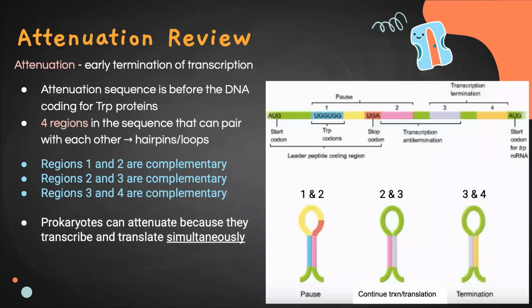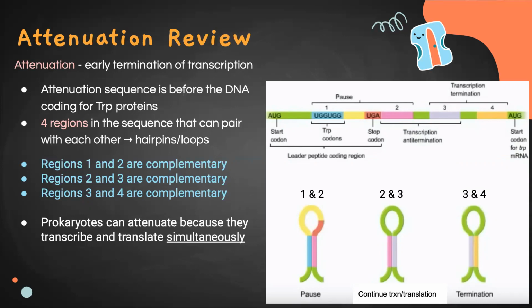Okay. So before we go into the next scenario, which is where attenuation can occur, just a little review of what attenuation is. Attenuation is the early termination of transcription. So it just means that transcription ends early. Your attenuation sequence comes before the DNA coding for the TRP proteins. Sometimes in your problem sets, I think she calls them leader sequences. So the leader sequence is the attenuation sequence, and it comes right before all of the TRP DNA coding genes.